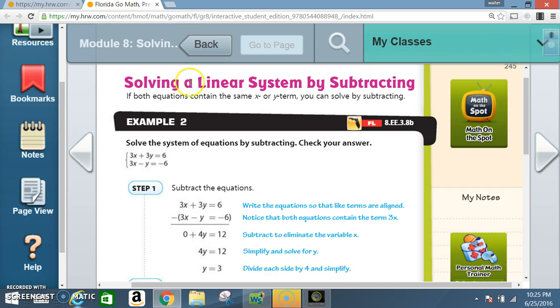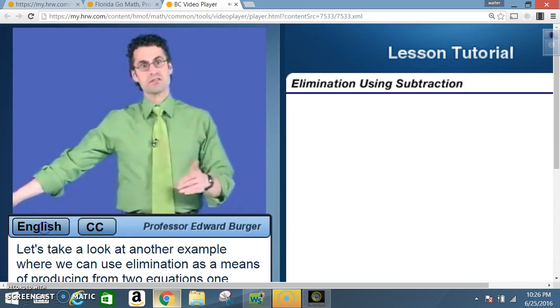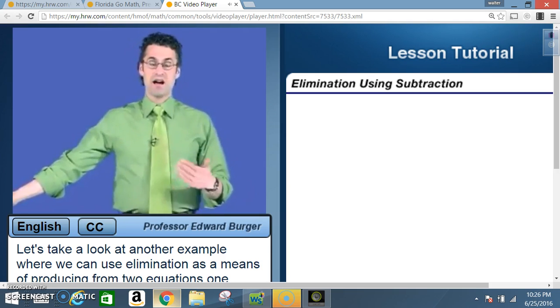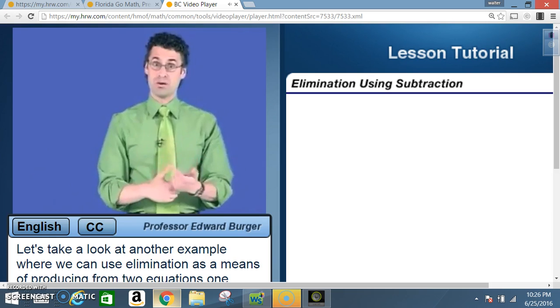Okay, next we're going to solve a linear system by subtracting. If both equations contain the same x or y term, you can solve by subtracting. Example 2, of course, we always go to math on the spot first. Okay, let's take a look at another example where we can actually use elimination as a means of actually producing from two equations, one equation with only one variable.